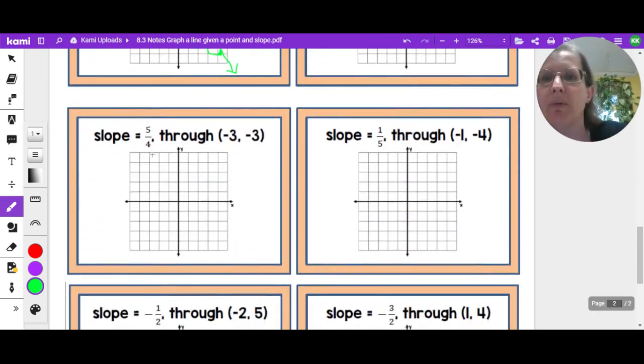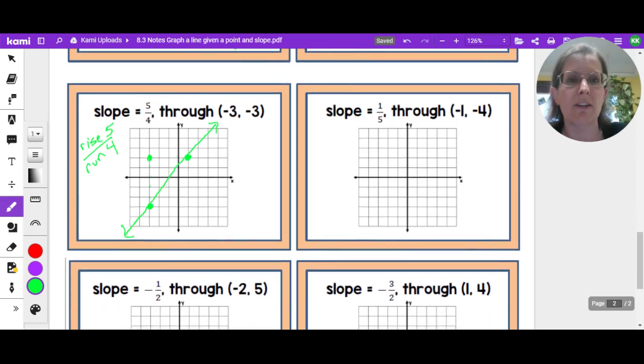And we're going to look at slope of 5 over 4. So my rise is 5. My run is 4. That means it's going to go up 5 and over 4. And my point is -3, -3. So I go -3, -3 to the left and down. Now if my rise is 5, I'm going to go up 5. 1, 2, 3, 4, 5. I'm going to double check that. Yep, and I go over 1, 2, 3, 4. I don't have any more space to keep counting, but you only need 2 points to find your line.